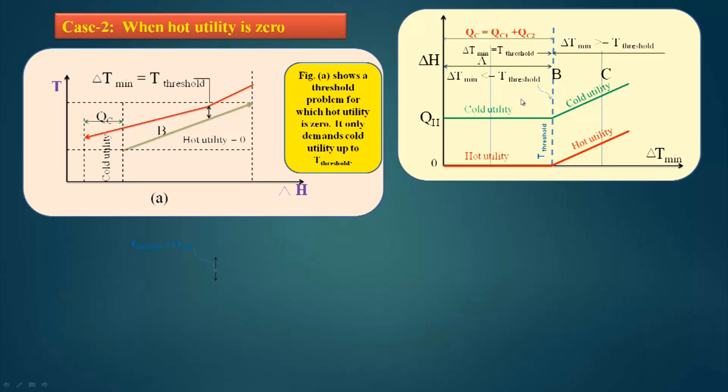So, if the heat exchanger network is designed in such a fashion that it operates with delta T minimum less than T threshold, then it will require only cold utility and not hot utility, and that too the amount of cold utility requirement will be equal to QC. So, in this case one will require only a cooling tower to supply the cold water and not a boiler to supply any hot utility for the utility heating.